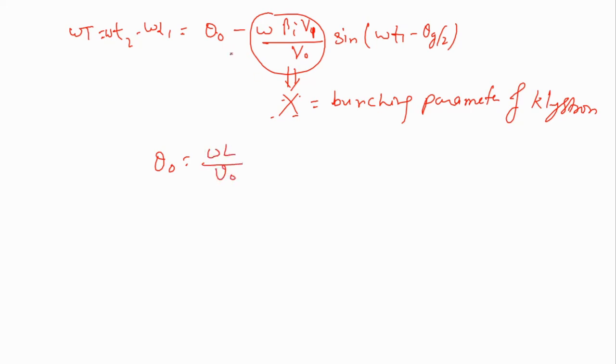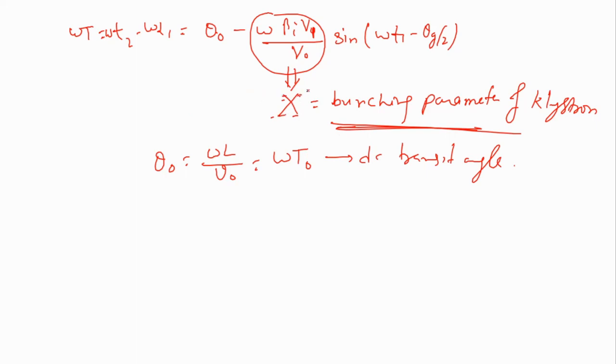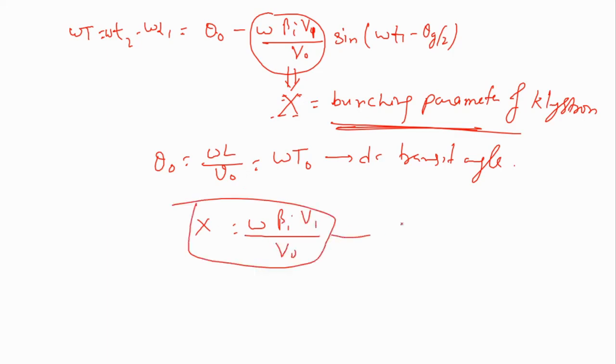If you substitute, omega L by V naught means omega T naught, because L by V naught was T naught value. This is called the DC transit angle. So this is all about the bunching process. We just remember this X value for solving the problems. We will get the problems based on that. So X is equal to omega beta I V1 divided by V naught. This is the bunching parameter of the klystron.